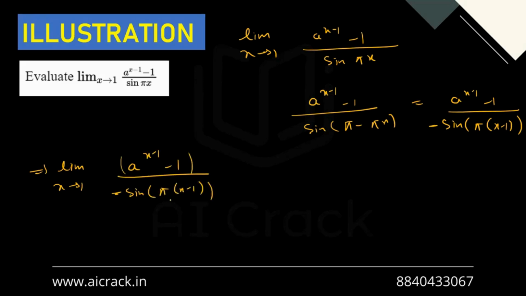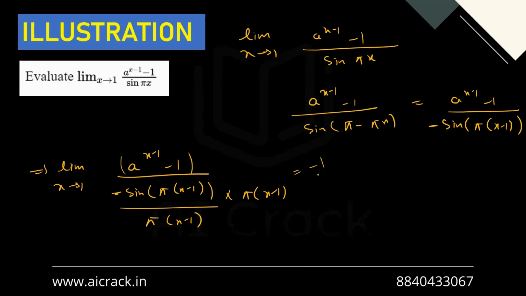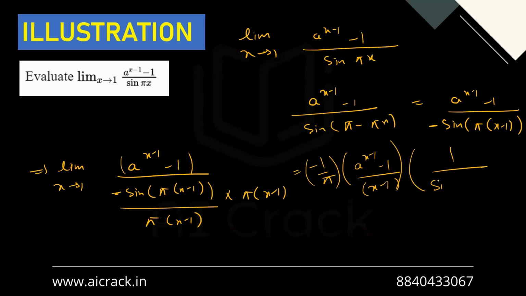Let's multiply and divide by pi times x minus 1 in both numerator and denominator, right? So pi times x minus 1 multiplied by pi times x minus 1. So this becomes minus 1 by pi, basically pi from here and the minus sign from here, multiplied by a raised to the power x minus 1 divided by x minus 1. Basically a raised to the power x minus 1 from here and x minus 1 from here, multiplied by 1 upon sine pi times x minus 1 divided by pi times x minus 1. Basically this from here and this from here.